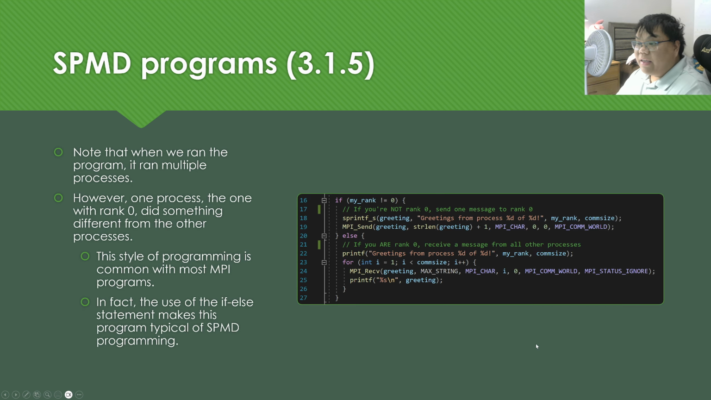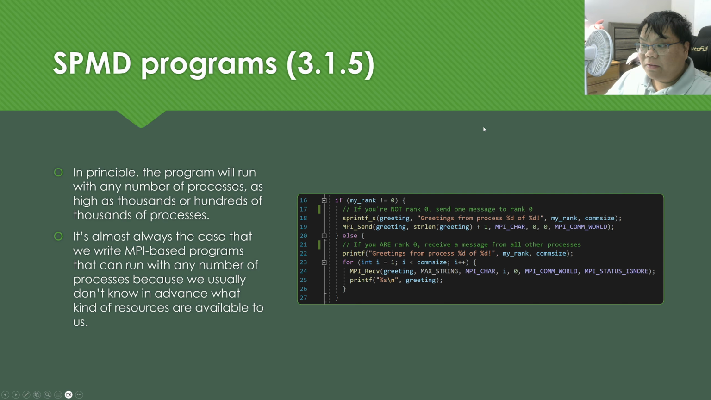So let's look at that block of code where we have if my_rank does not equal 0, else. If my_rank does not equal 0, we are going to execute this code here, else we're going to execute this other code here. This is something that is common with a lot of MPI programs, and by extension, SPMD programming as a whole. We have some process, likely process 0, that's going to do something, and all the other processes are going to do something else.